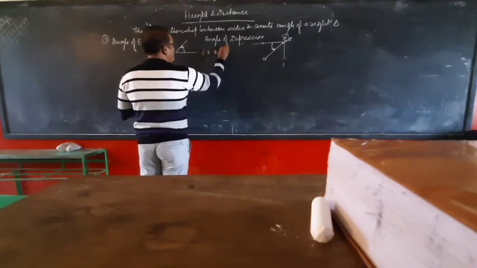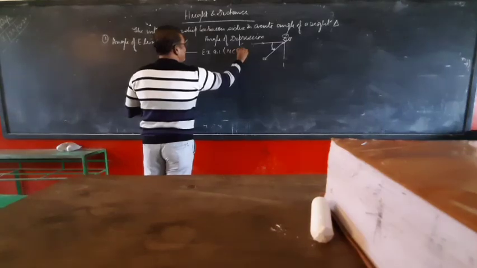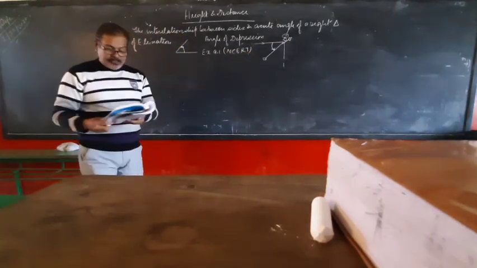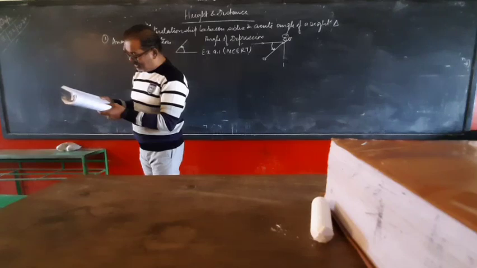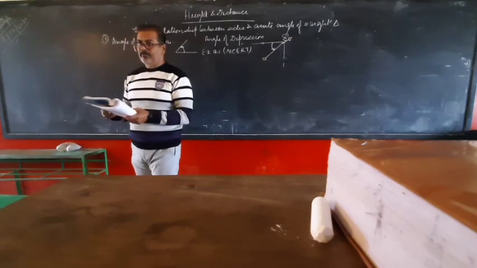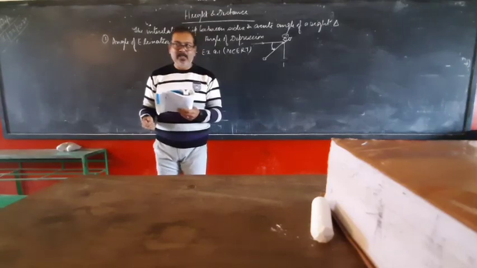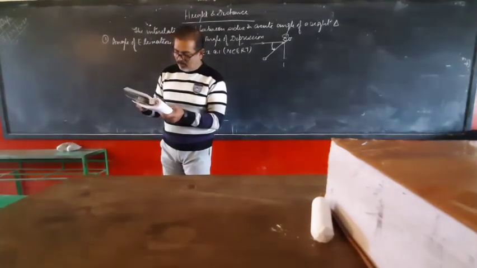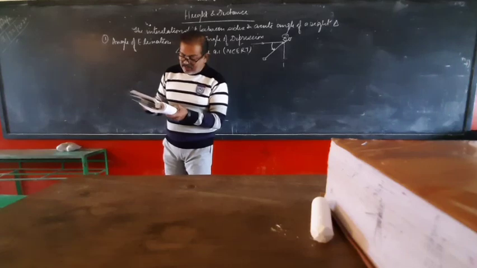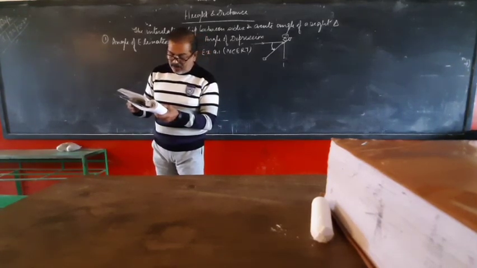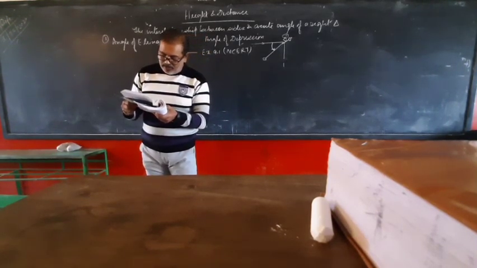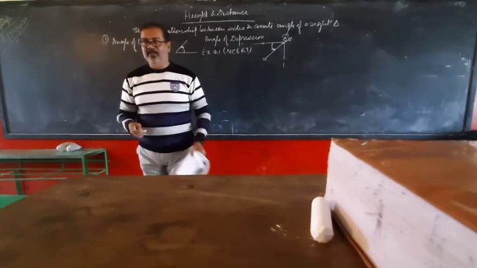Exercise 9.1, NCERT. In this question you are given that a circus artist is climbing a 20-meter long rope, which is tightly stretched and tied from the top of a vertical pole to the ground. Find the height of the pole if the angle made by the rope to the ground level is 30 degrees.